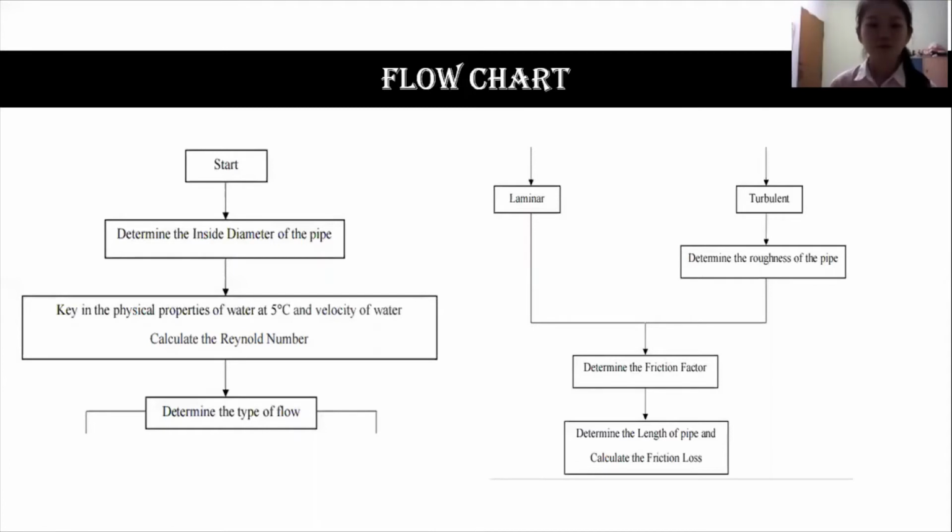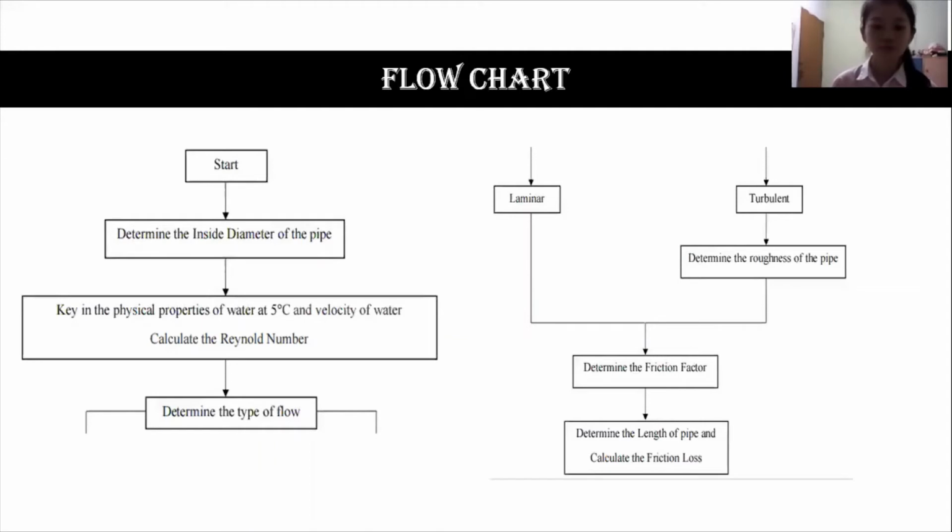To start, we have to choose the exact diameter of the pipe from the menu, which ranges from 0.001 meter until 0.006 meter. Then we have to key in the physical properties of water, density and viscosity at 5 degrees Celsius, as well as the velocity of water. The Reynolds number will then be calculated, and the type of flow, whether it is laminar or turbulent, will be determined.